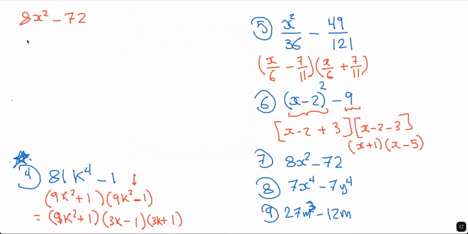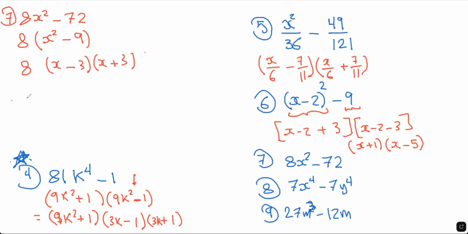What I see here is a greatest common factor, which is 8. And if you take out the greatest common factor, which is 8, then you're going to get x squared minus 9. And after that, you just carry the 8 in your answer. And this, the x squared minus 9, you could factor by putting an x here, a minus, a plus, and the square root of 9 is 3. So this here becomes the difference of two squares. Okay, so that's 7.